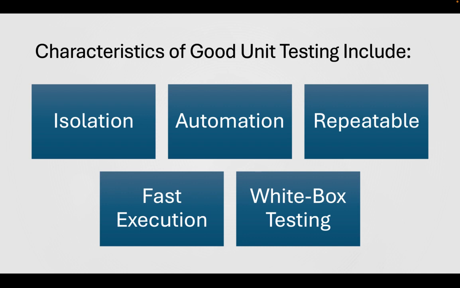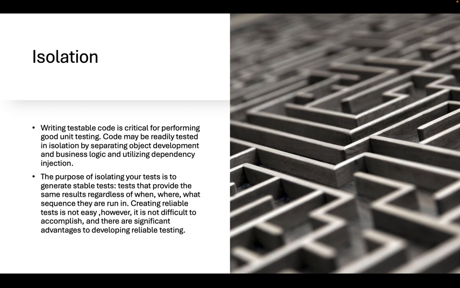Characteristics of good unit tests include isolation, automation, being repeatable, fast execution, and white box testing. So we have isolation. Writing testable code is critical for performing a good unit test. Code may be readily tested in isolation by separating object development and business logic, and utilizing dependency injection. The purpose of isolating your tests is to generate stable tests that provide the same results regardless of when, where, and what sequence they run in.